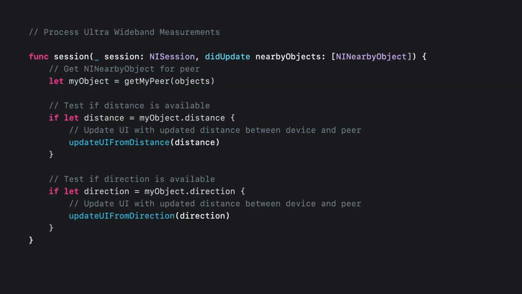To receive nearby object updates in your app, continue to use the didUpdateNearbyObjects method in your NI session delegate. In your didUpdateNearbyObjects method, you probably check the nearby objects for your desired peer and update the UI based on distance and direction properties of the NI nearby object when available, always being careful to recall these can be nil.